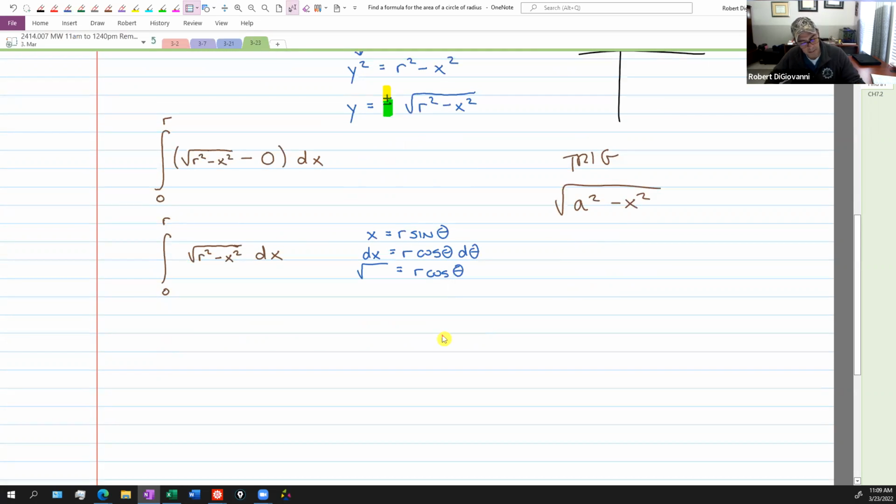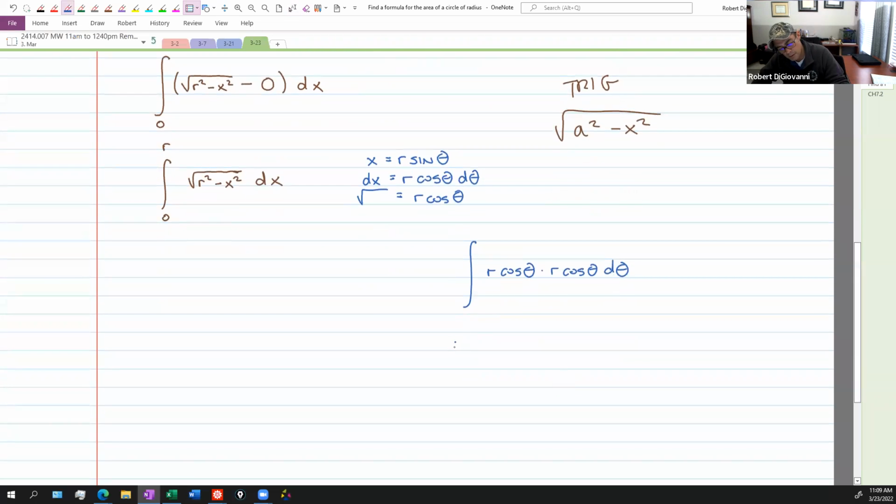So this becomes, let me see, I'm going to do this new integral over here. I'm going to do it without the limits of integration. I'm just going to do a general antiderivative. I'm going to substitute the square root, which becomes r cosine theta, times dx, which is r cosine theta d theta. Y'all understand all I've done is rewritten this integral, replacing the square root and the dx with my trig sub? Let's pull an r squared out because it's a constant. I'll have cosine squared theta d theta.